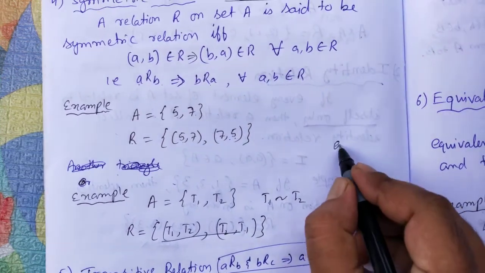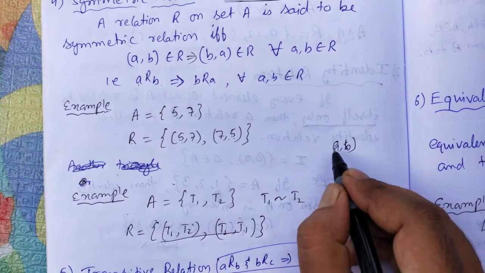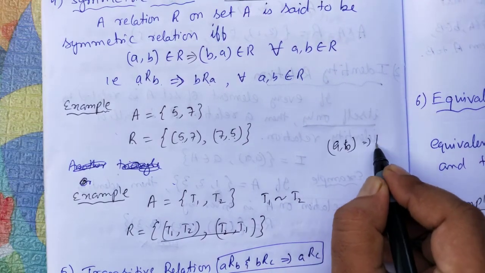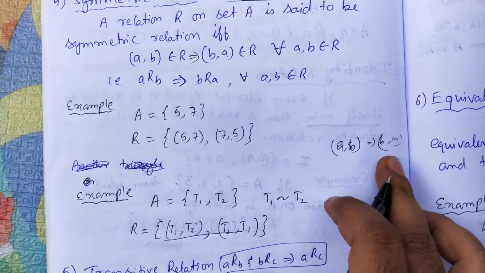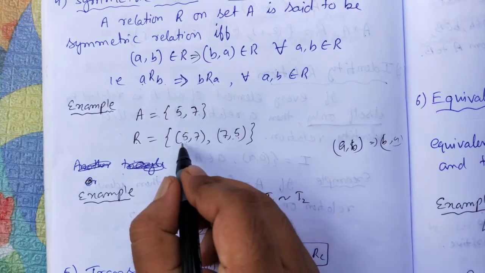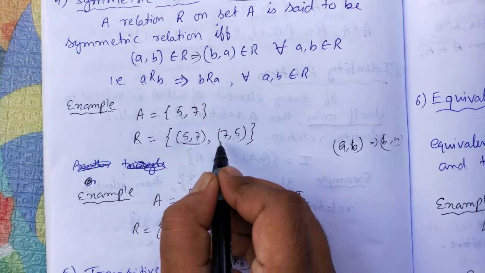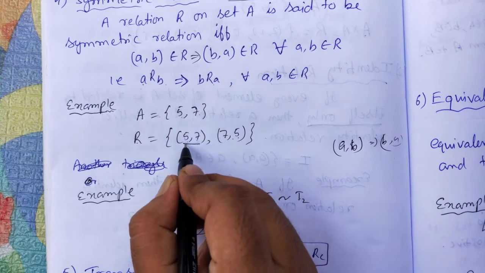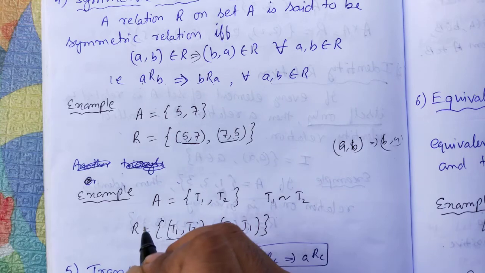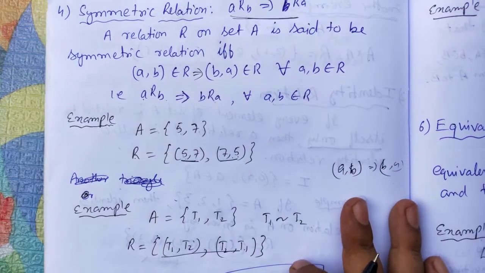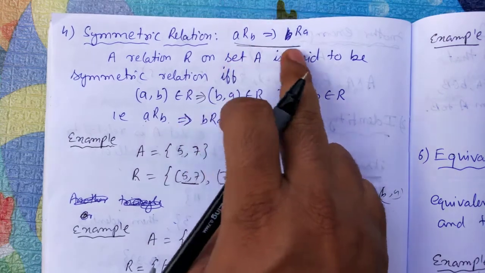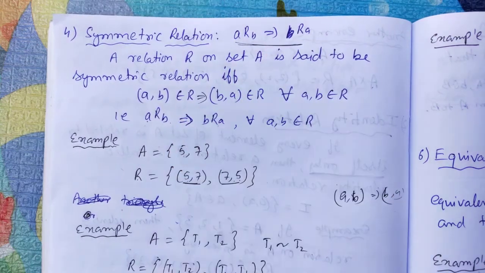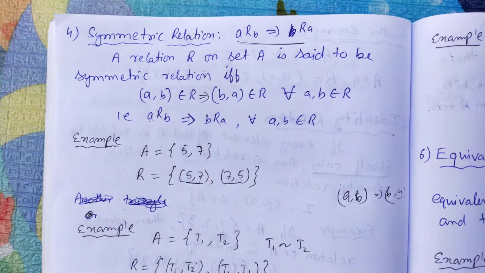You have to know that if (a,b) is present in R, that means (b,a) must be present in R. Then only we can say it is symmetric. If (5,7) is present in R, then the reverse of this, (7,5), must be present in R. Then only we can say it is a symmetric relation. Clear? So mathematically we may use this also. Please note down everything, okay? Clear?